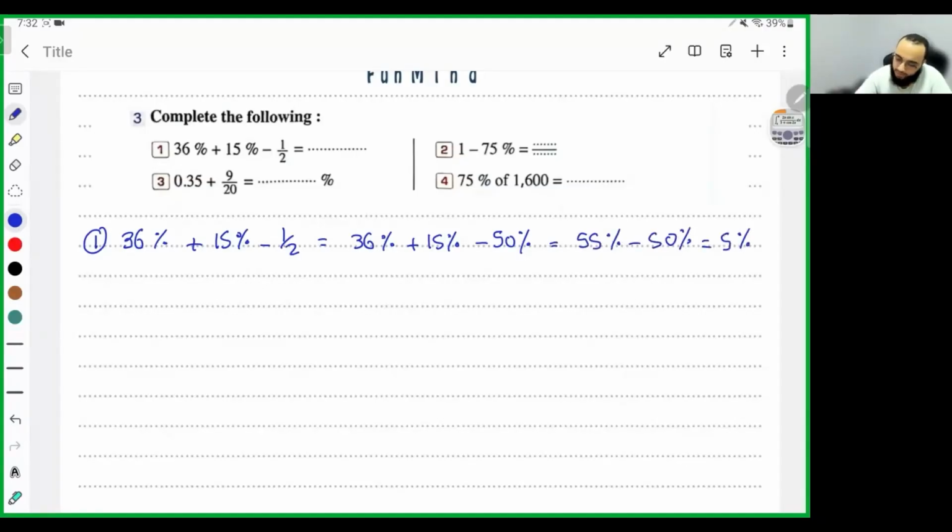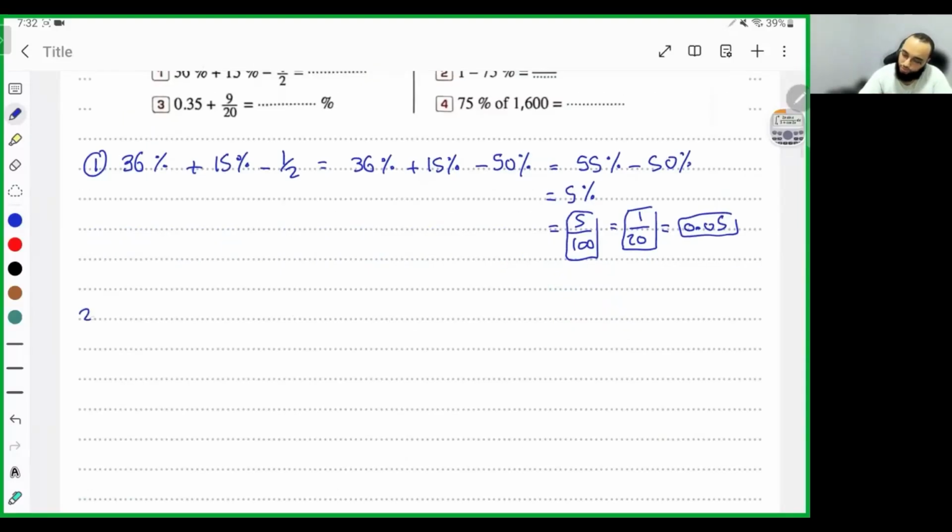Again, if you wrote 5%, it is correct. If you wrote it 5 over 100, it's correct. Which divided by 5 up and down is 1 over 20. And also it's 0.05. Both are correct. This is correct, this is correct, and this is correct.